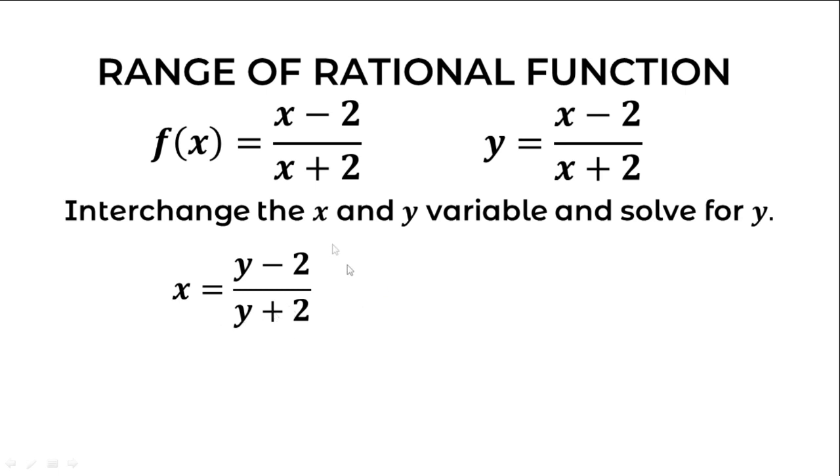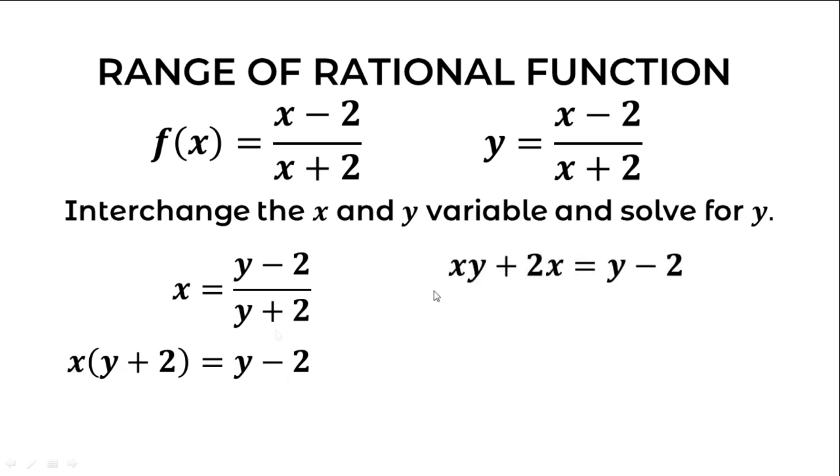So ito yung equation natin which is x is equal to y minus 2 all over y plus 2. And then we are going to solve for y. So para magawa yun, itong y plus 2, i-distribute natin or multiply natin sa x. So magiging siyang x, quantity y plus 2 is equal to y minus 2. And we're going to distribute x. So magiging siyang xy, kasi x times y is equal to xy, and x times 2 is equal to 2x. So ang equation natin ay xy plus 2x is equal to y minus 2.